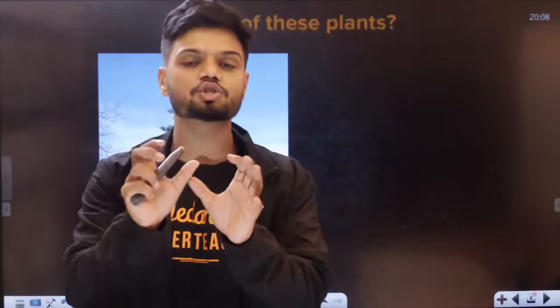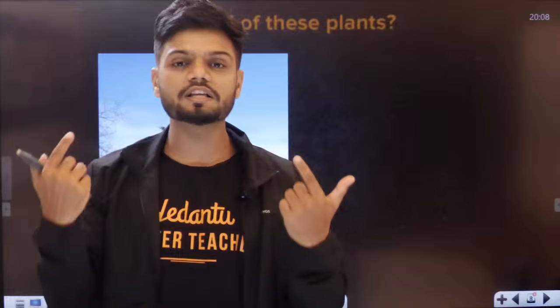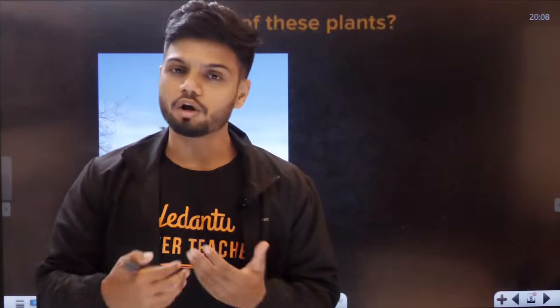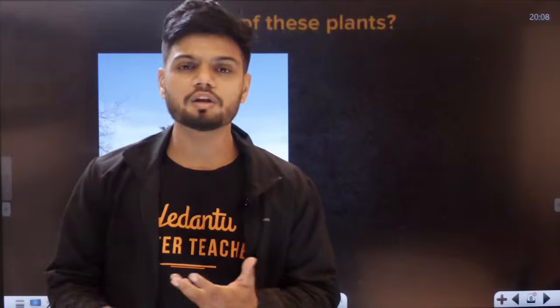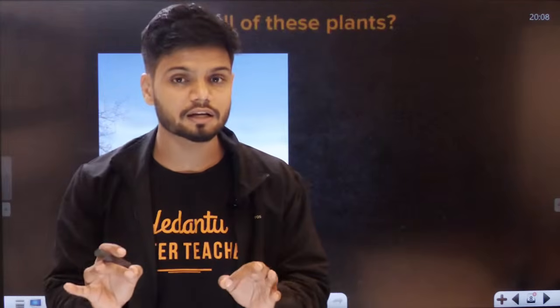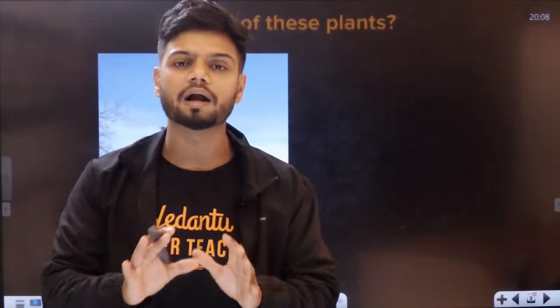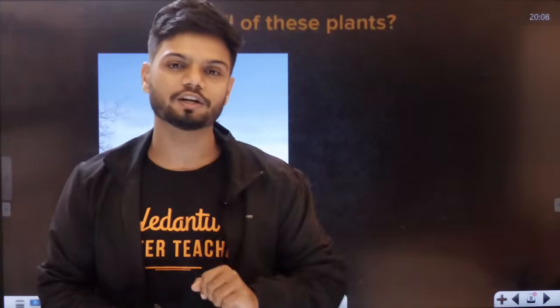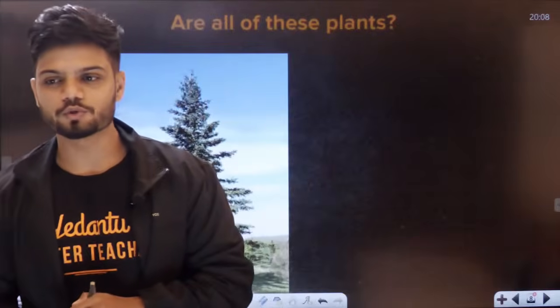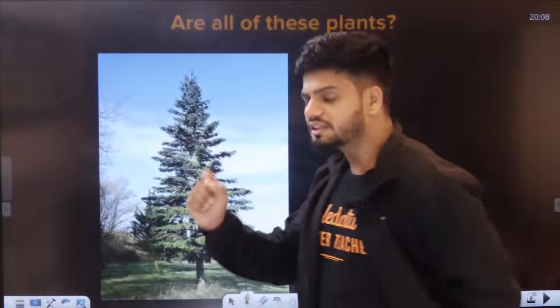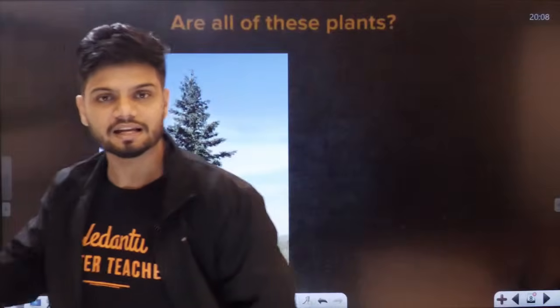Students, all of these pictures which I showed you right now, they might not have roots. All of them might not have a stem. All of them might not have a fruit or a seed. But every single picture of a plant till now has one thing in common. What is that one thing which is common in every single picture I showed you till now?